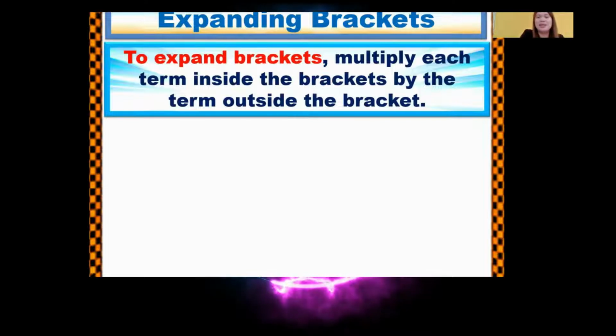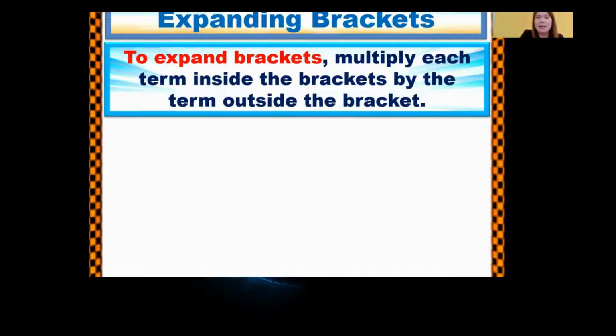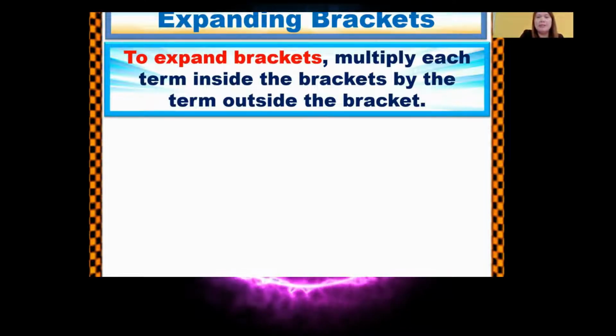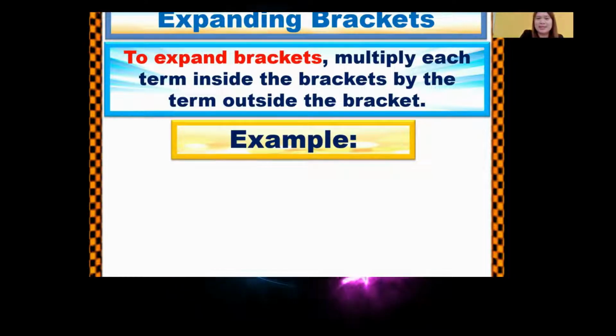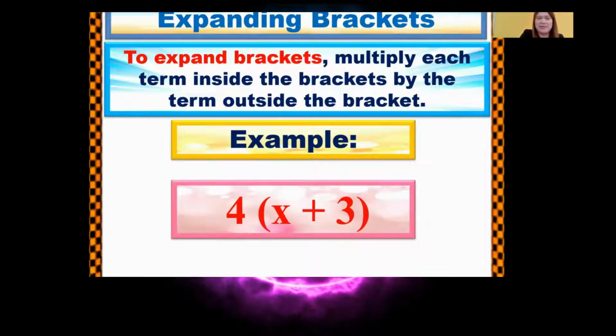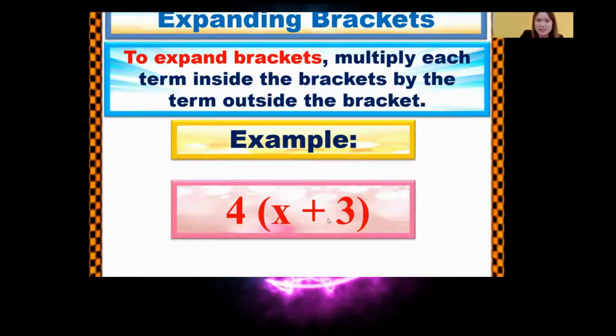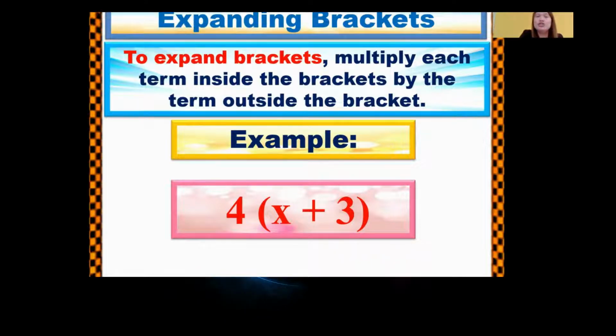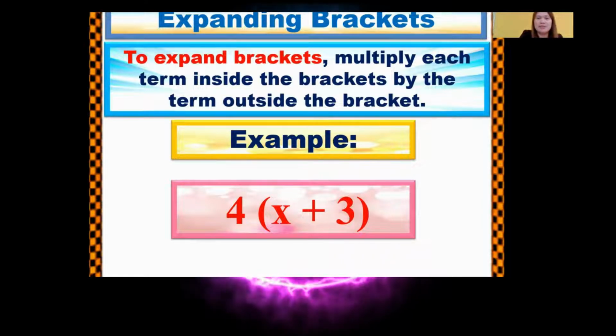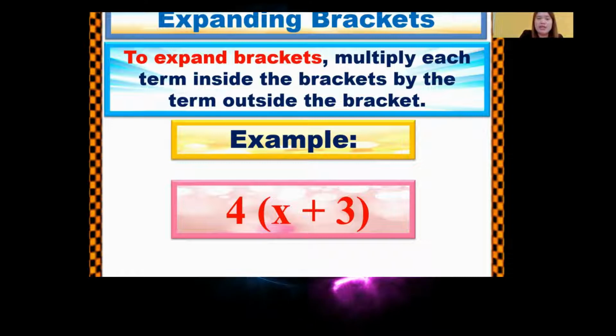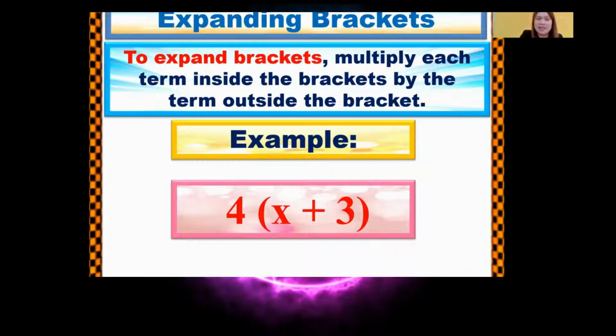To expand brackets, we multiply each term inside the brackets by the term outside the bracket. Let's have an example for you to understand it better. There is a term outside the bracket and there are terms inside the bracket. So we are going to multiply each term inside the bracket by the term outside the bracket, or simply distribute the term outside to the terms inside the bracket.